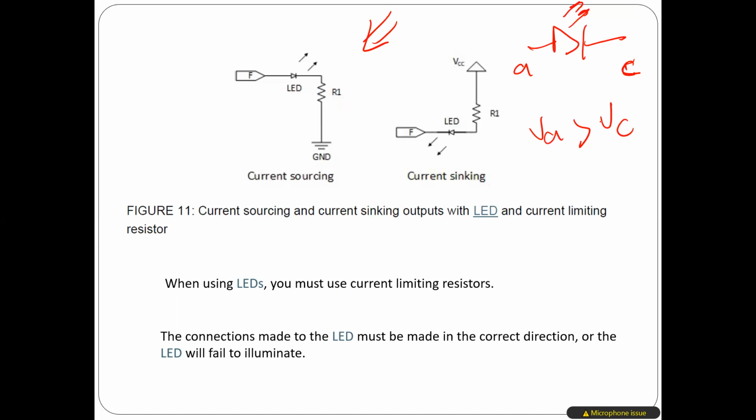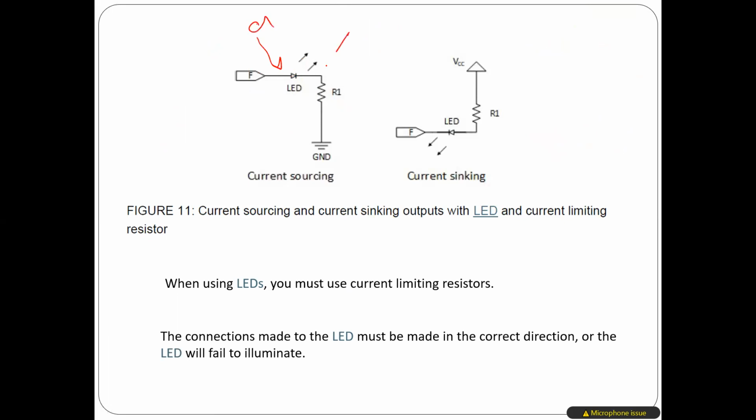Again, if I want to turn it on, the voltage of the anode should be greater than the cathode. So if I connect it this way and the output of the circuit is 5 volts, the current is going to go this way, and this one is going to turn on, because the voltage at the anode here is greater than the voltage at the cathode. But if the output of the circuit is 0 volts, which is logic 0, this one is simply off.